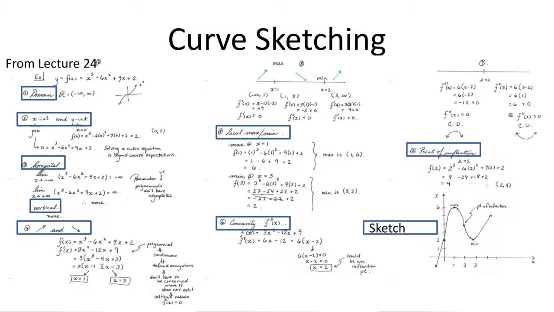Number six, we have concavity. You can tell if a function is concave down or concave up on the intervals. And then from there, we can also check if there is a point of inflection. And using 1 through 7, all of this information that we've done, we can sketch it.